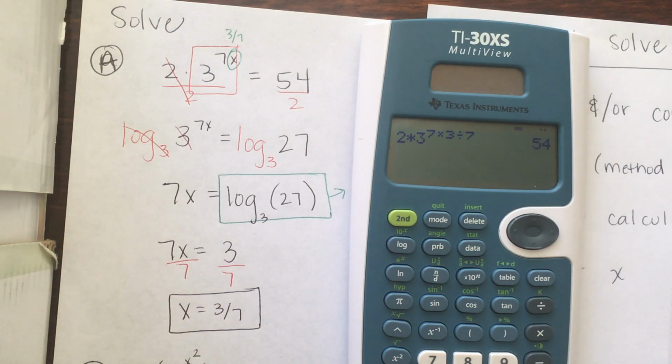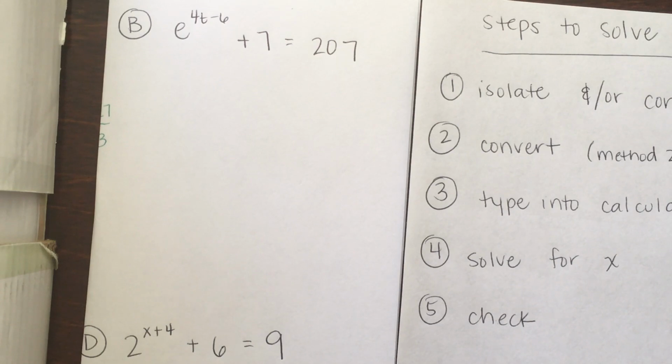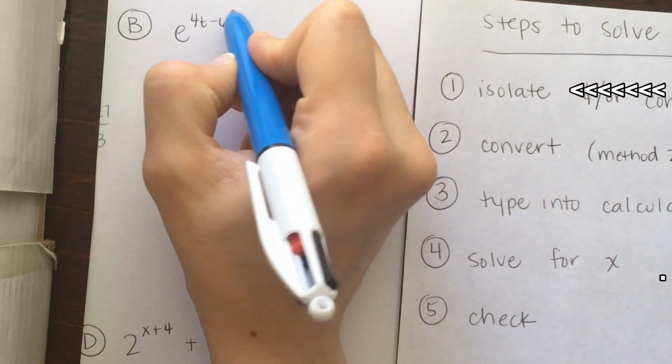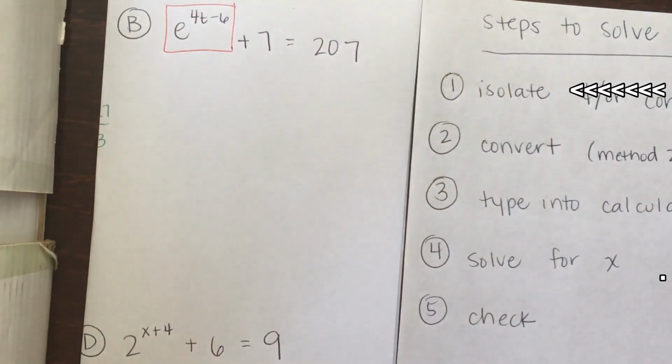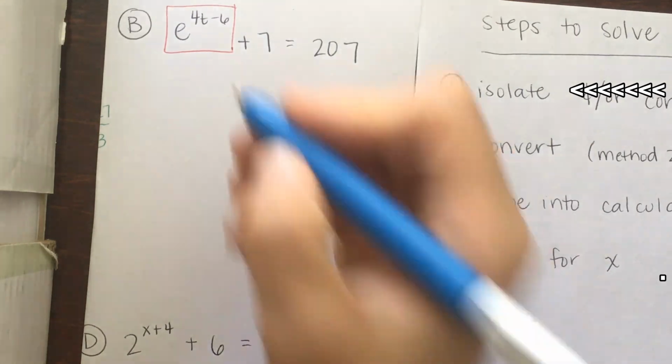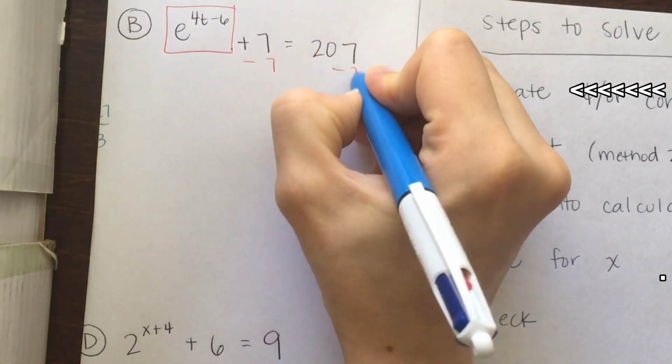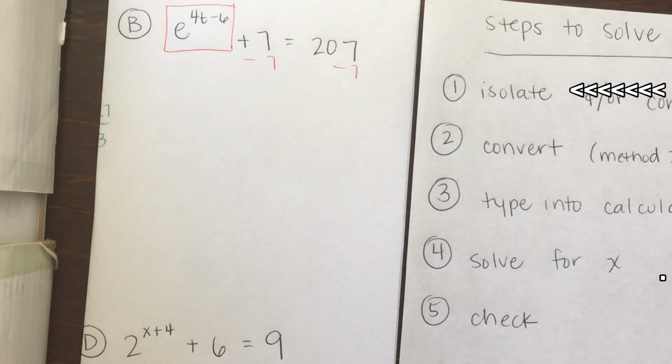Perfect. Let's do more examples. All right, example B. We want to start again just like we did before. We need to isolate this exponential piece. So I'm going to subtract my 7 over to the other side.